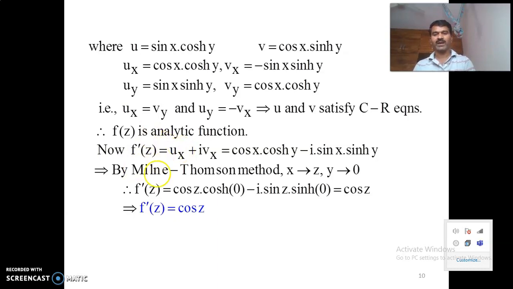Now we can find the derivative of the given function, sine z. Take the derivative, which results in ux plus ivx. Replace ux and vx here, and make use of the Milne-Thomson method by replacing x with z and y with 0. Finally we get that the derivative of sine z is cos z.